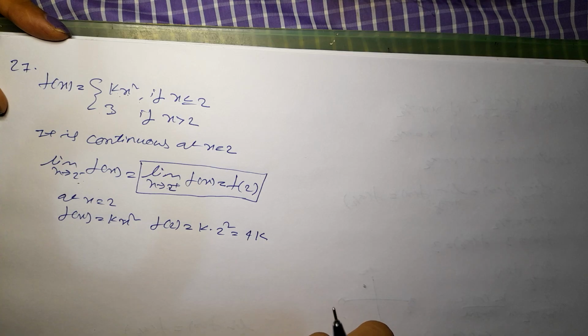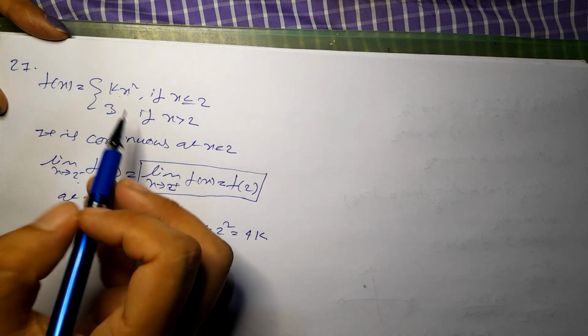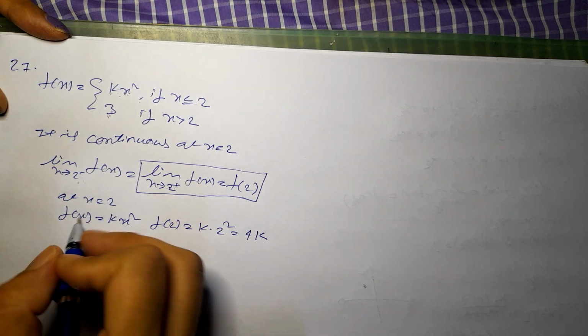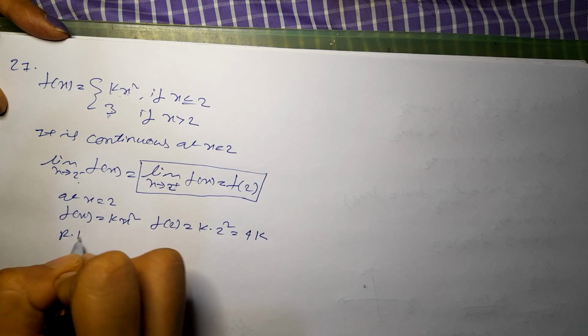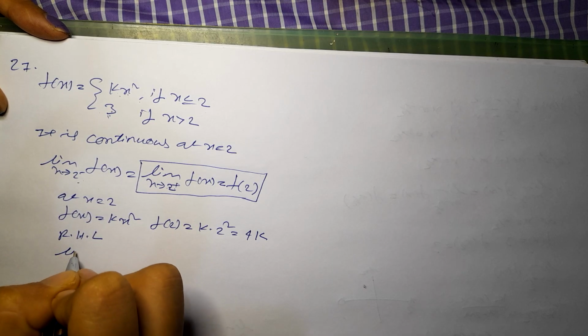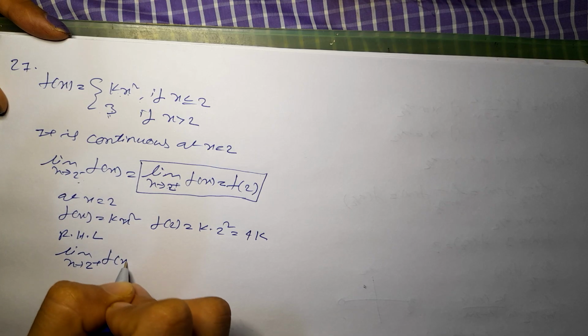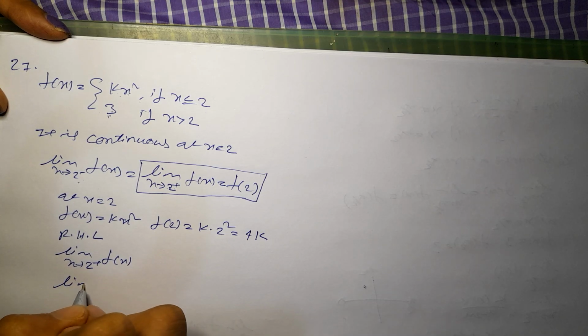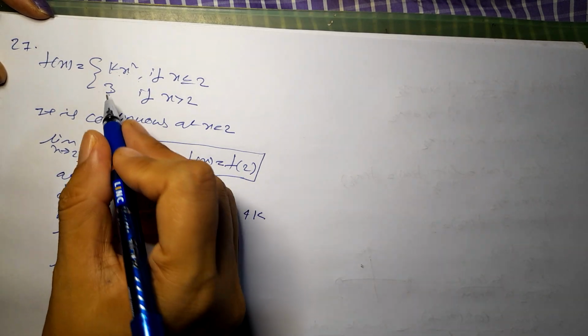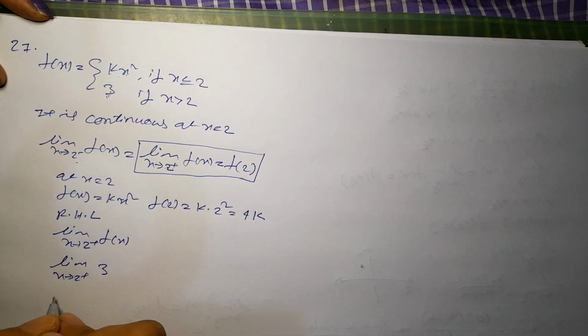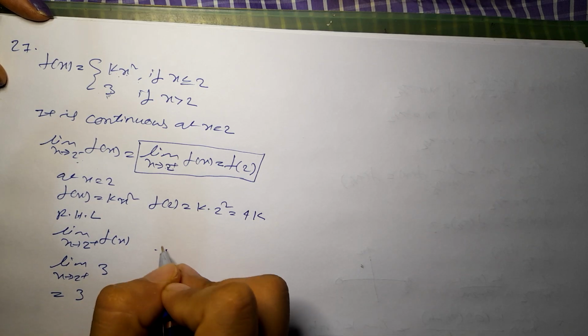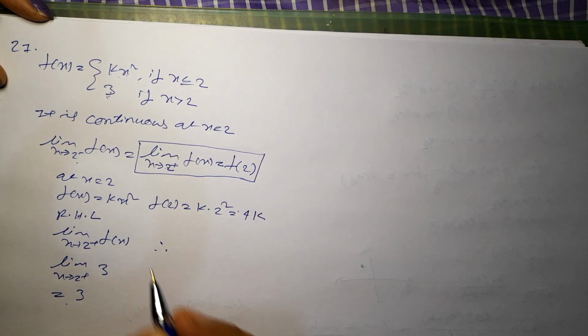Now find the right hand limit. So this is the right hand limit function. Right hand limit, limit x tends to 2 plus f of x. How much is the limit? This is the 3, that is equal to 3. So therefore these two are equal because it is continuous.